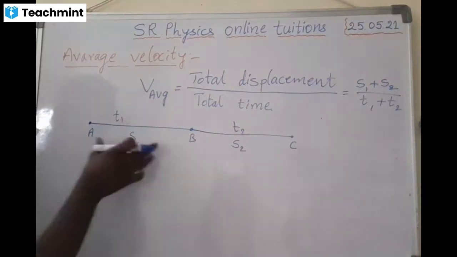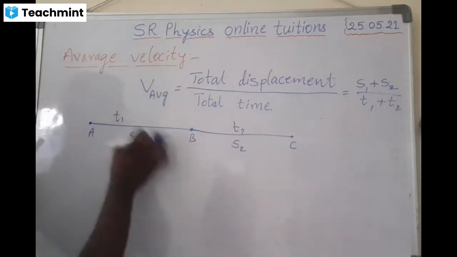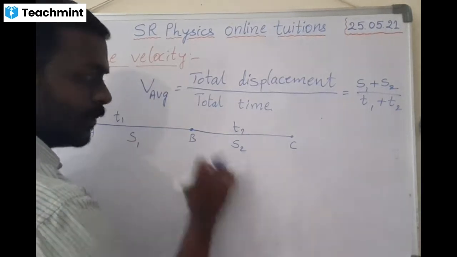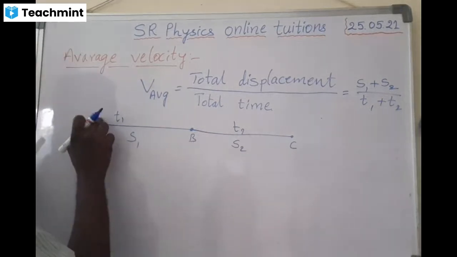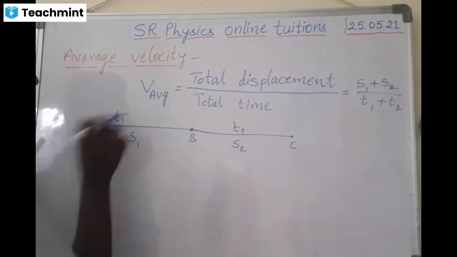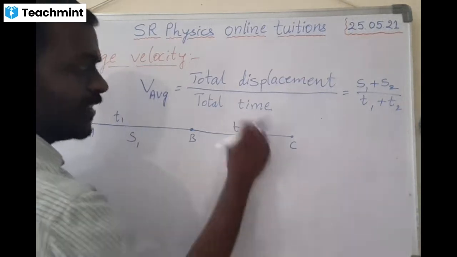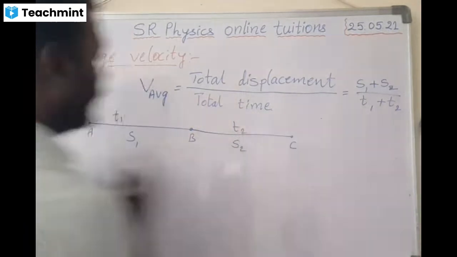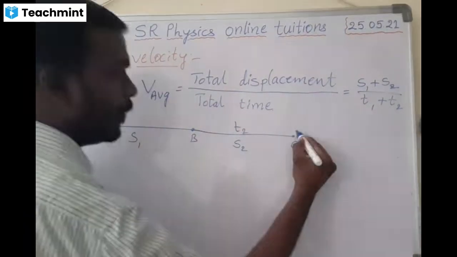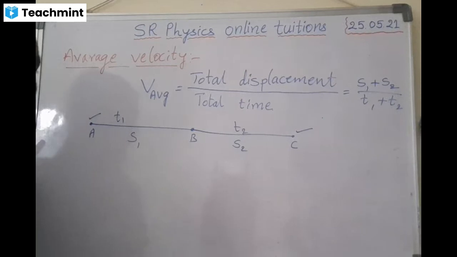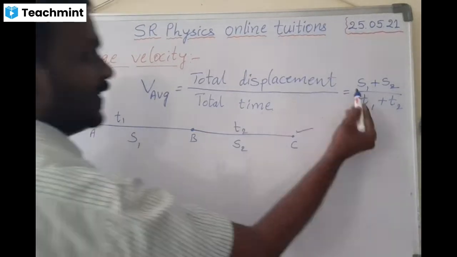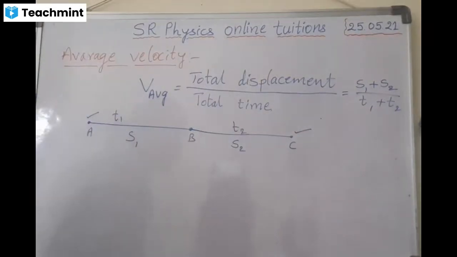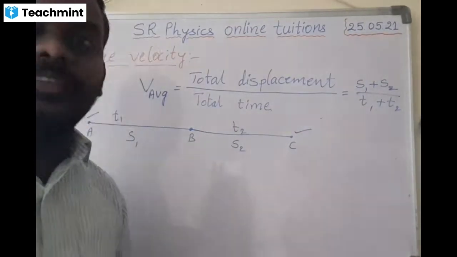So for this A to B, it is covering a displacement of S1, and from B to C, it is covering a displacement of S2. It takes T1 time for the S1 journey, and T2 time for the S2 journey. Now we have to take out the total displacement, from the starting point to the ending point. So that is S1 plus S2 by T1 plus T2 we are taking. Is it clear enough? So this is the average velocity.